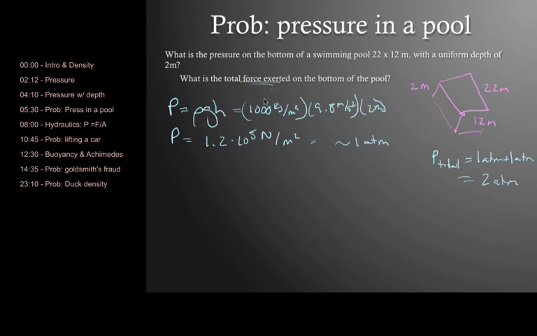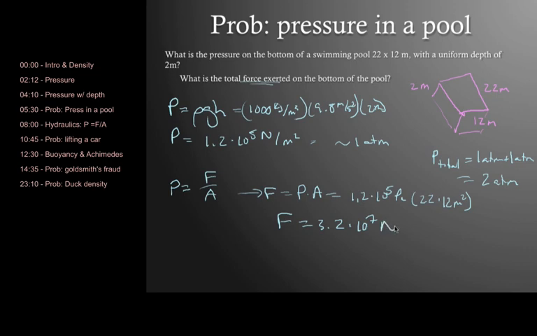So what is the total force exerted on the bottom of the pool? We can use pressure is equal to force over area, and what we want to do is find this force. So force is equal to pressure times area. And this total pressure is 1.2 times 10 to the 5th pascals, times our 22 meters by 12 meters. And this is going to give us a total force of 3.2 times 10 to the 7th newtons.